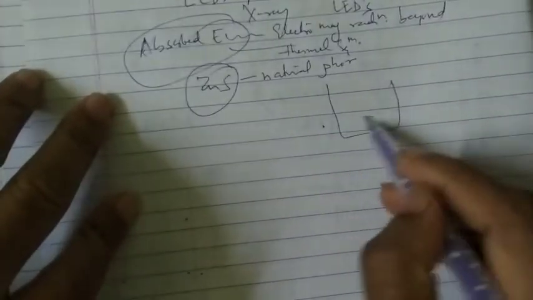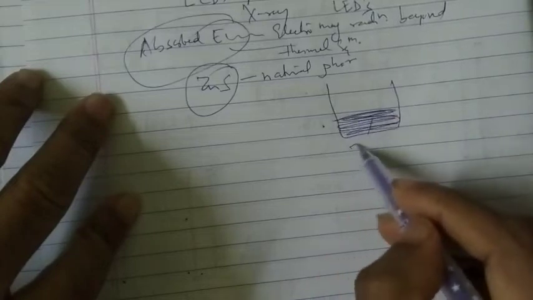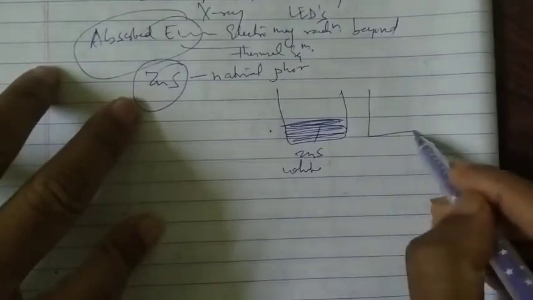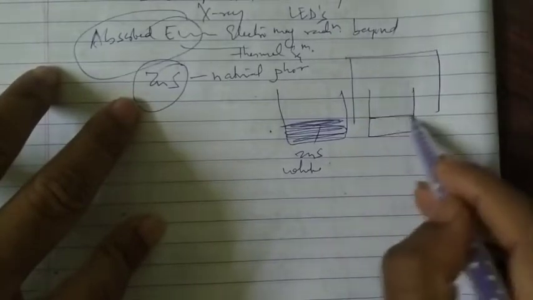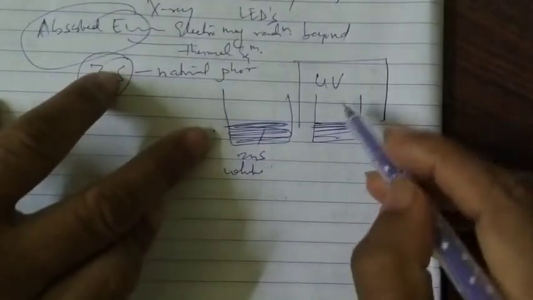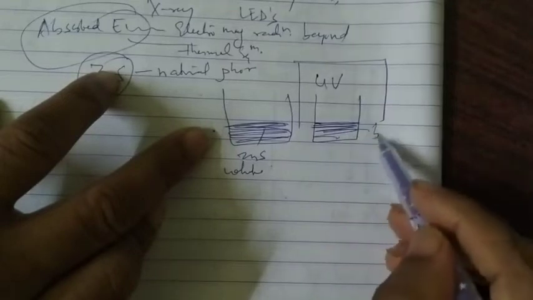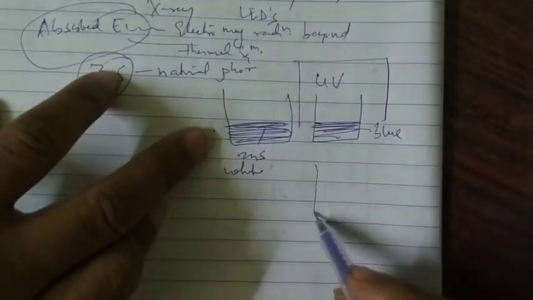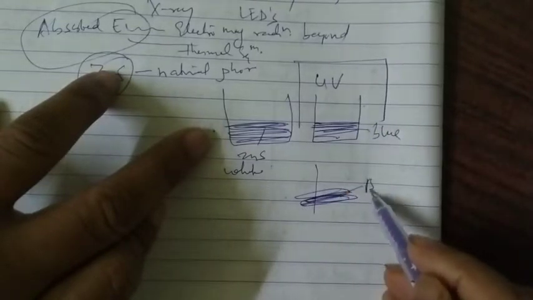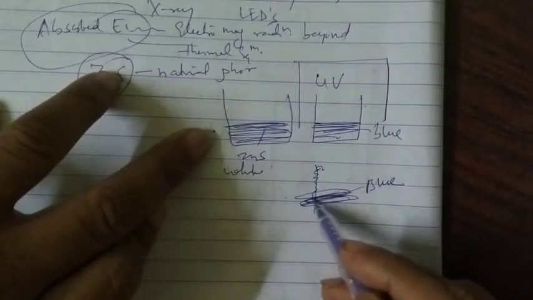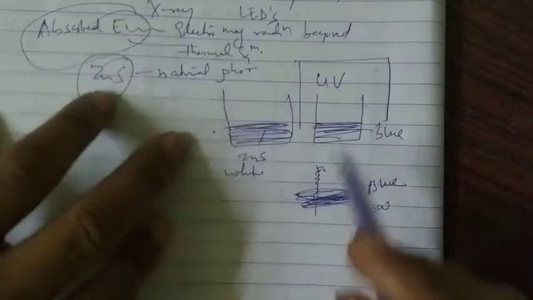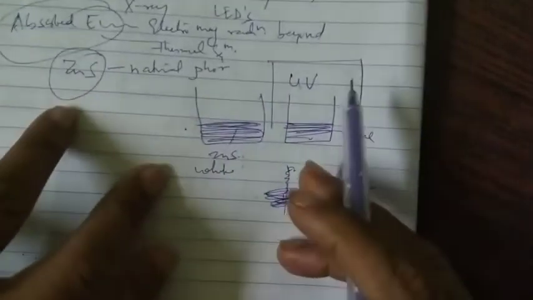Zinc sulfide is a white powder in the lab, I think you have seen it. Now if you put this zinc sulfide under UV light for some time, it becomes blue in color. When you remove the UV light, you will not see the glass beaker, only the blue powder. So this is how it glows. That's why we call zinc sulfide a natural phosphor.